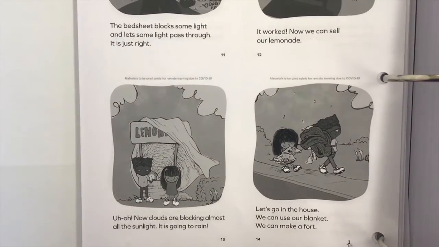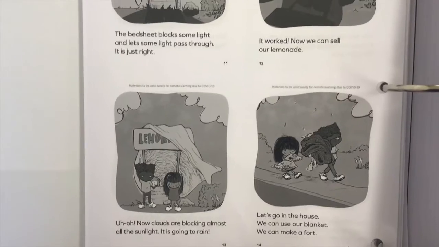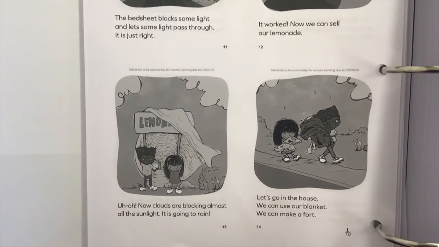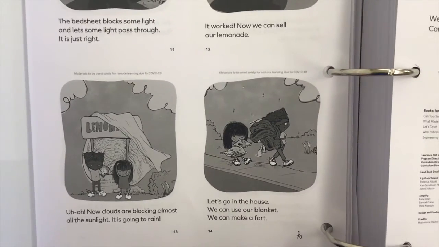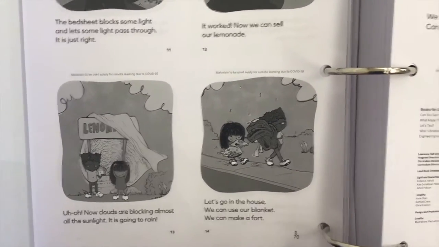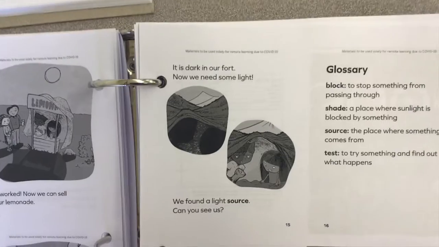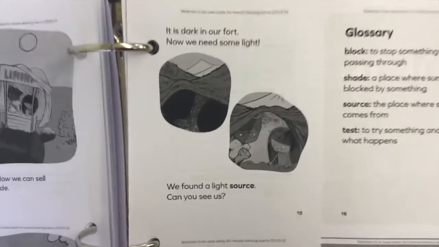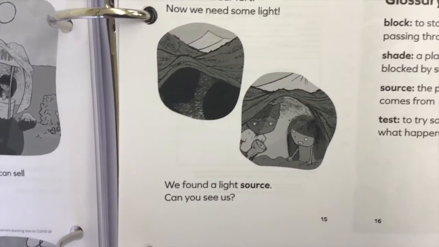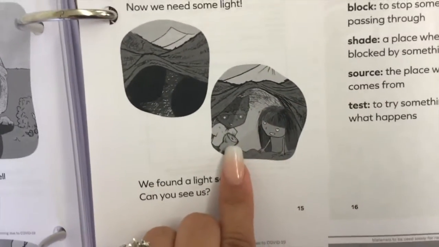Uh-oh! Now clouds are blocking almost all the sunlight. It is going to rain. Let's go in the house. We can use our blanket. We can make a fort. It is dark in our fort. Now we need some light. We found a light source. Can you see us?